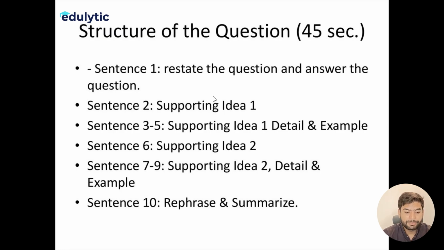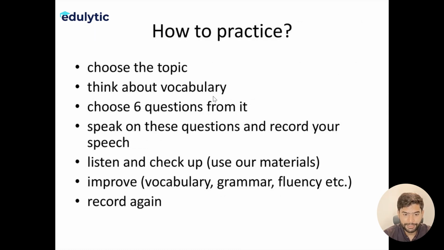Sentence number 2 would contain supporting idea 1, and sentences 3 to 5 contain supporting idea 1 details and examples. Sentence 6, supporting idea 2. Sentences 7 to 9, supporting idea 2 details and examples. Then sentence 10 would be rephrasing, summarizing, and restating your opinion once again in your response. This is how you're going to structure your speech in the IELTS speaking examination.